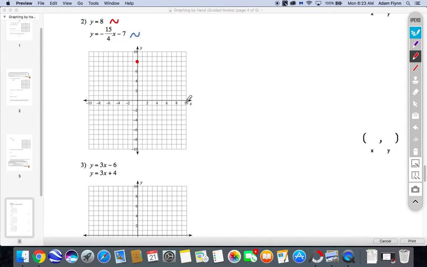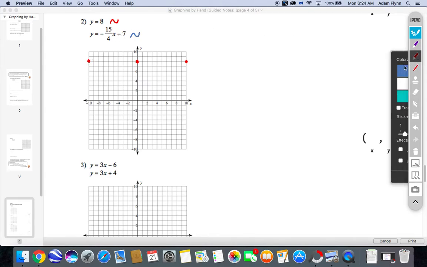If I plug in 10 for x, I'm still just going to be left with 8. I could also plug in negative 10, I'm going to be left with 8. It's just a horizontal line, and that will always be the case. But be careful. If it were x equals some number, then it would be a vertical line. But because it's y equals 8 or y equals any number, it's going to be a horizontal line.